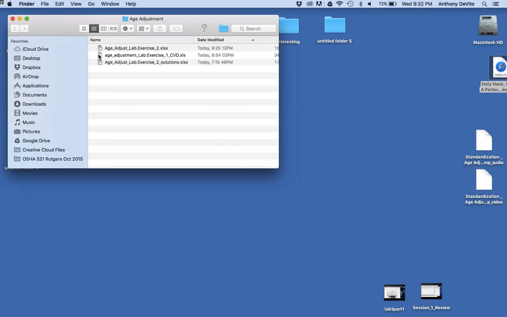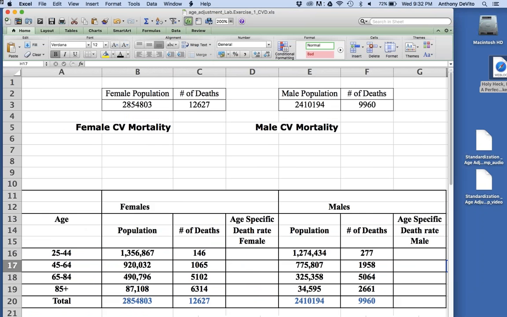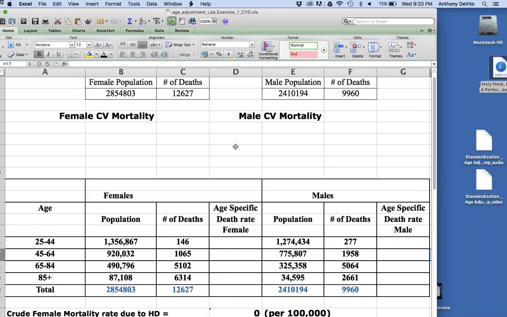I'm going to start with one of two exercises that we have available to us. Both of these are on Blackboard. I'm going to start with this particular one, which involves cardiovascular disease in New York City, and these are real numbers. These are from the vital statistics that are available on the New York City Department of Health website. I think they're from the early 2000s, like 2004 or 2006 or something like that.